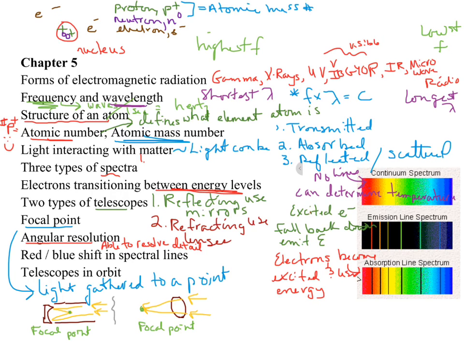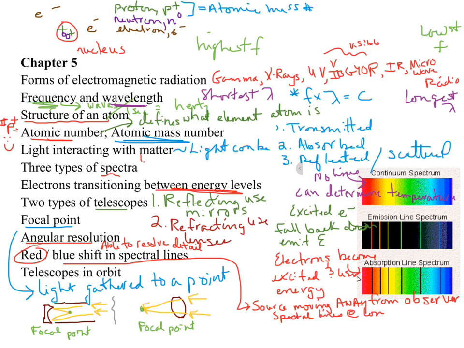Then we talked about red shift, blue shift. The red shift is created as a source is moving away from the observer. And if you're looking at spectral lines, you're going to see your spectral lines, either emission or absorption lines, but these lines are going to be shifted to longer wavelengths of light, i.e. a larger nanometer, if you're reading the data.